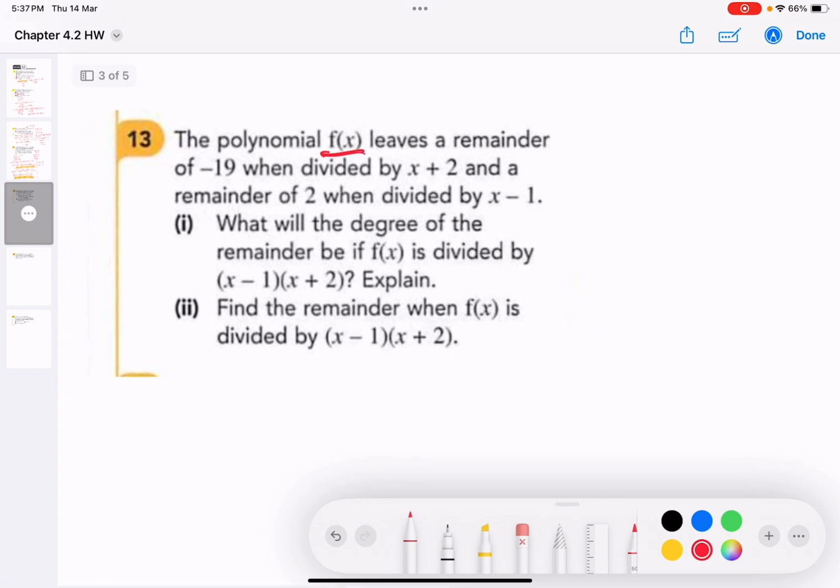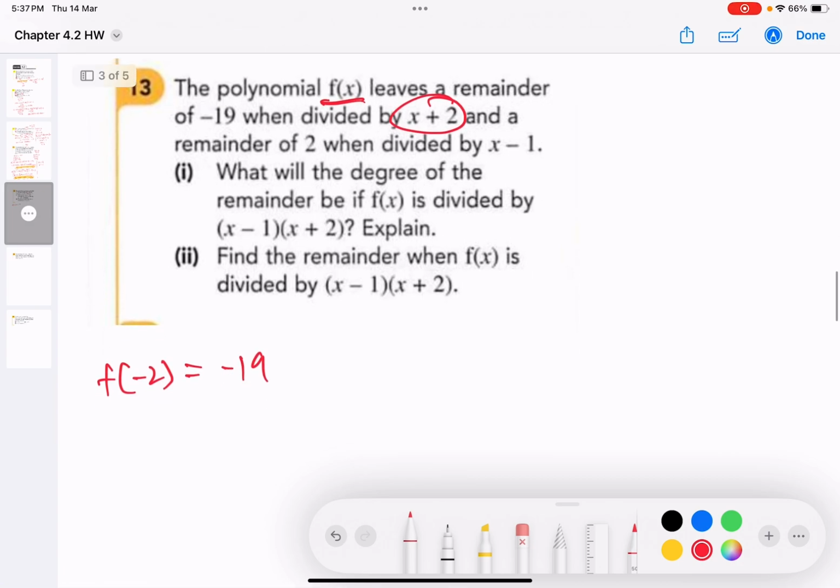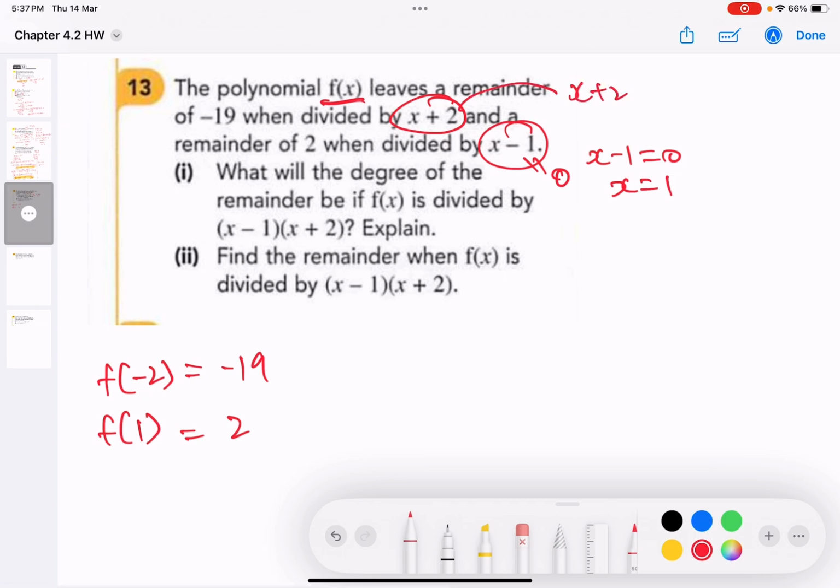So what we know is that if it's divided by the divisor x plus 2, that means when f(-2), I'm going to get a remainder of negative 19. And a remainder of 2 when divided by x minus 1, so when I substitute in 1, I'm going to get a remainder of 2. Again, why? Because I'm going to make this divisor equal 0. x minus 1 is 0, x is equal to 1. In this case, x plus 2 is 0, x is equal to negative 2. So this is what I'm going to substitute in. Okay, so this is the first step.